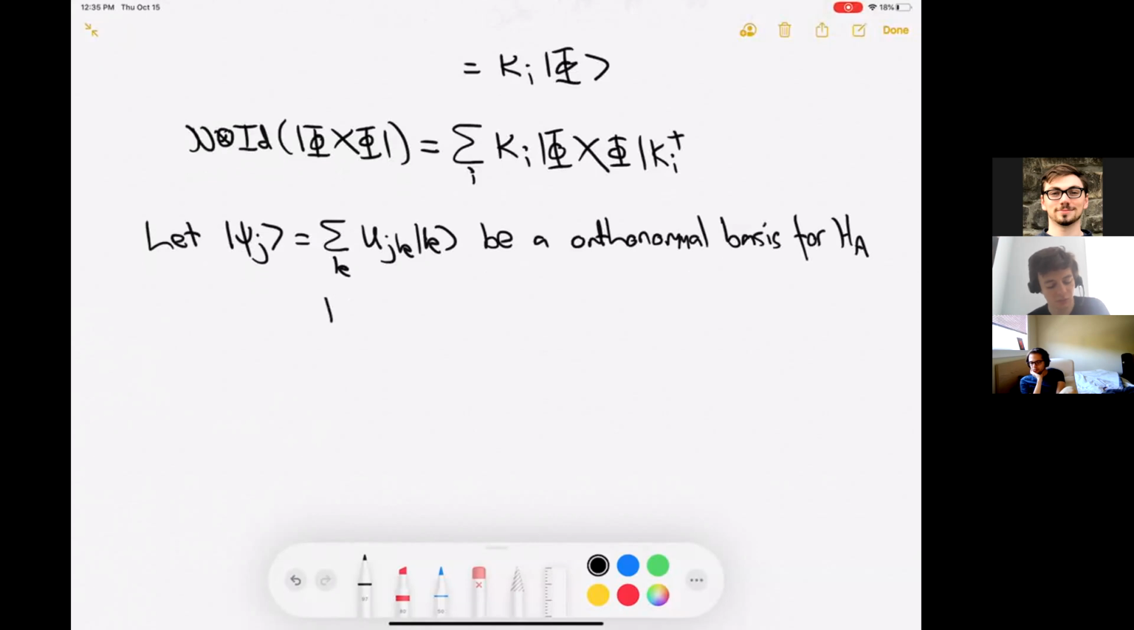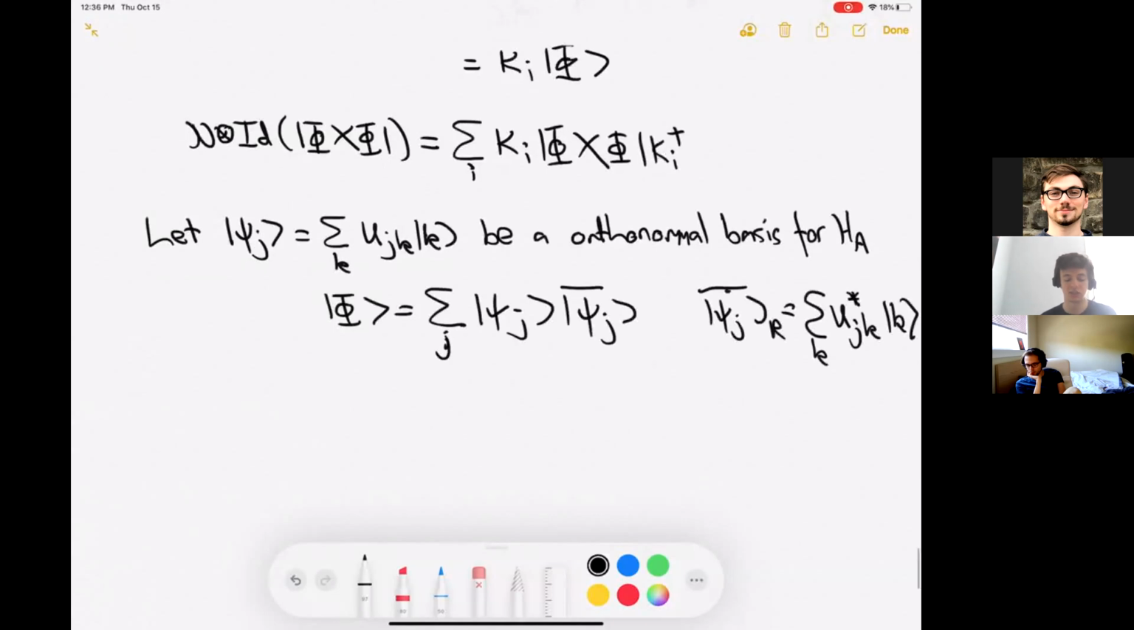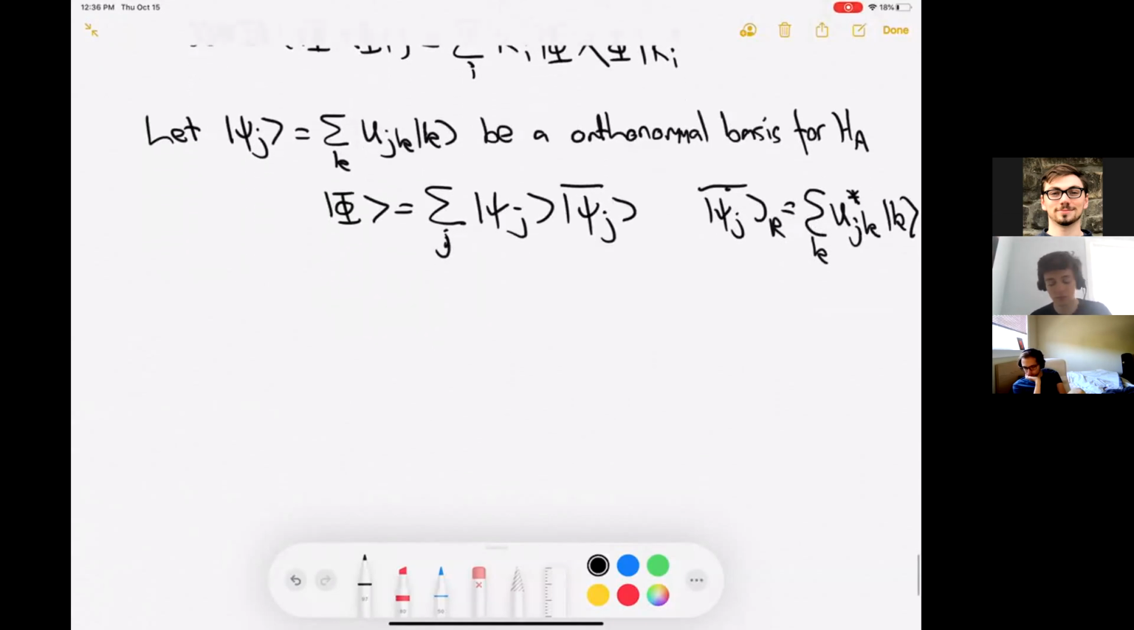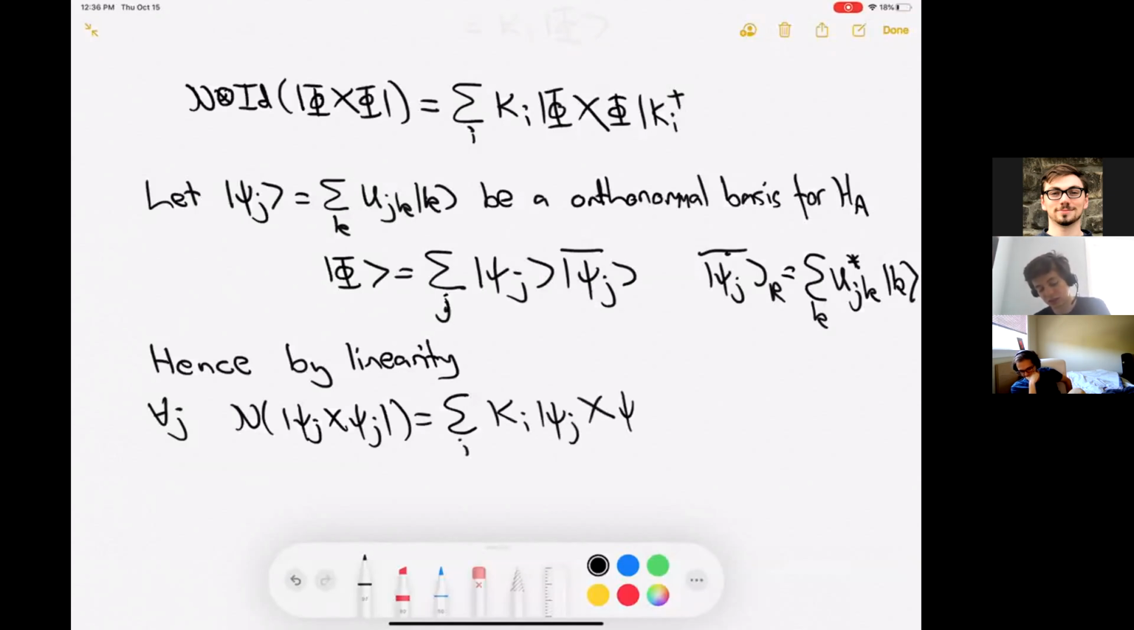Okay. Then you can check this state phi can be written as the sum over j of psi j, psi j bar, where psi j bar is just a sum over k, ujk star. You can just check that's true. It's just an exercise in how unitary matrices multiply together. What does this mean? It means by linearity of the map N and the fact that it only acts on HA, then for all j in this superposition, we must have that N takes psi j to the sum over i, Ki psi j Ki dagger.